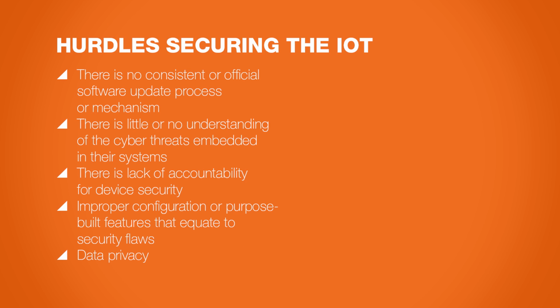Hurdles securing the IoT. There's no consistent or official software update process or mechanism. There's little or no understanding of the cyber threats embedded in their system. There's a lack of accountability for device security. Improper configuration or purpose-built features that equate to security flaws. Data privacy.